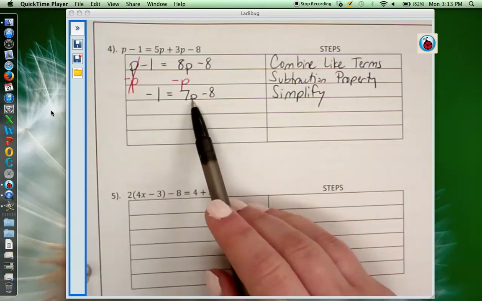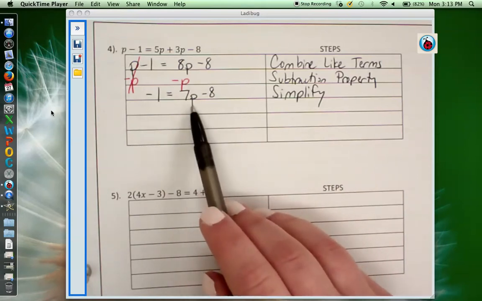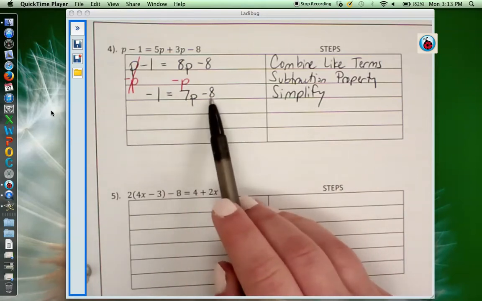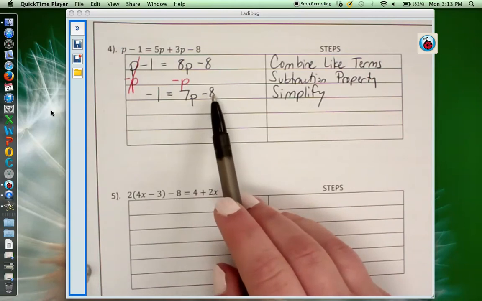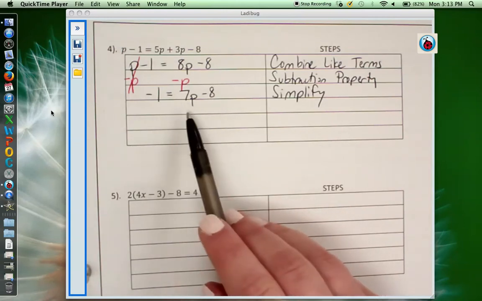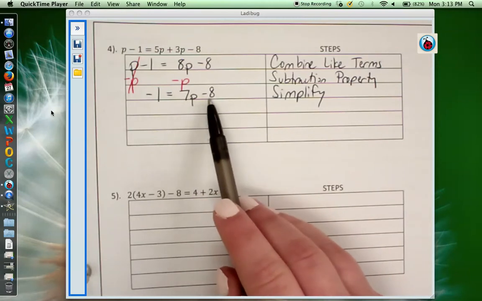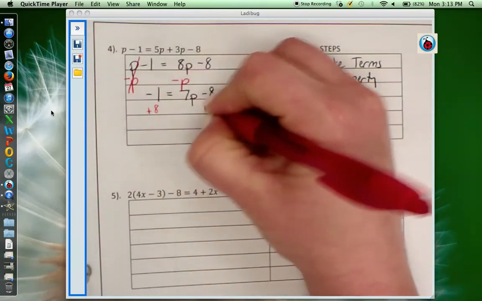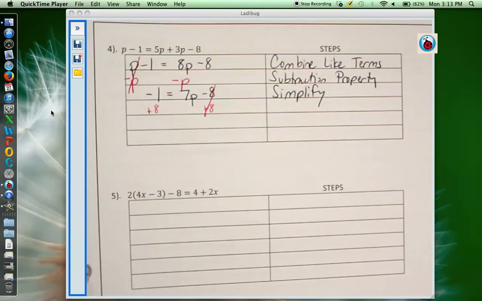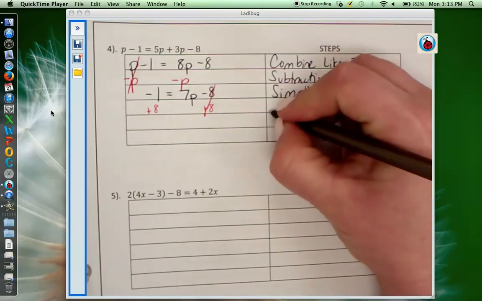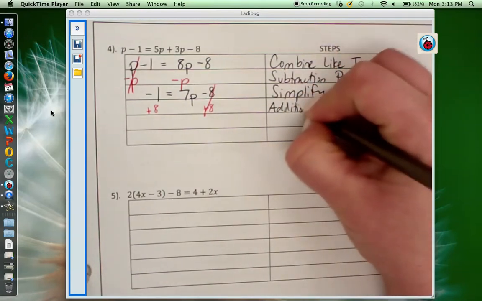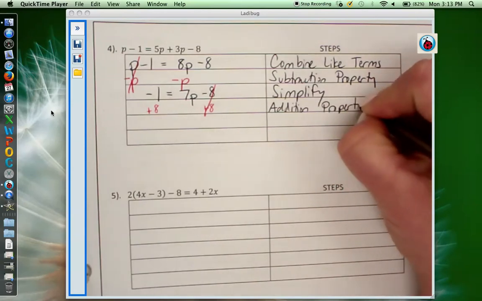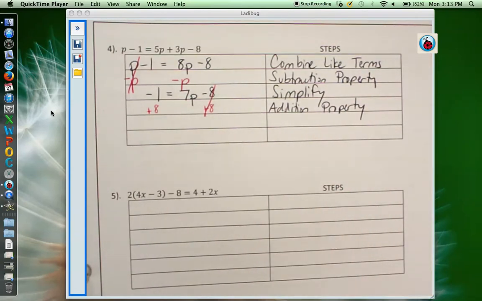I want to isolate this variable. So I'm going to have to get rid of this 7. I'm going to have to get rid of this minus 8. I'm working backwards from PEMDAS. I'm undoing this math. So I'm actually not going to start with the multiplication. I'm going to start with the subtraction. And the way I undo subtraction is by adding. So I'm going to now add 8 to both sides, plus 8 plus 8, minus 8 plus 8 cancels. That step is the addition property. I added the same thing to both sides of the equal sign.